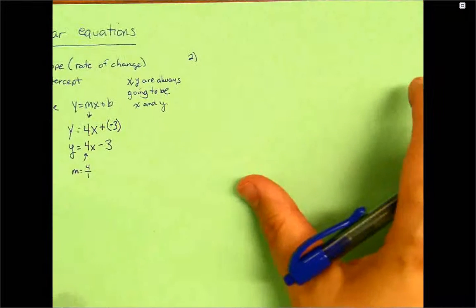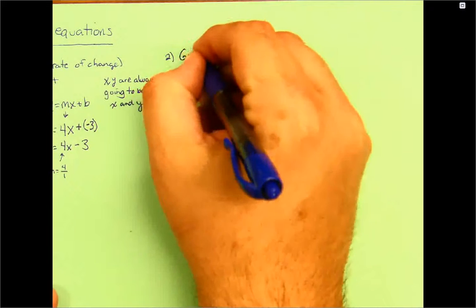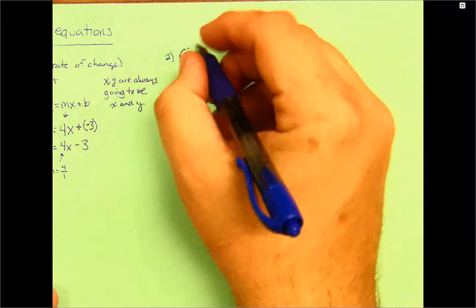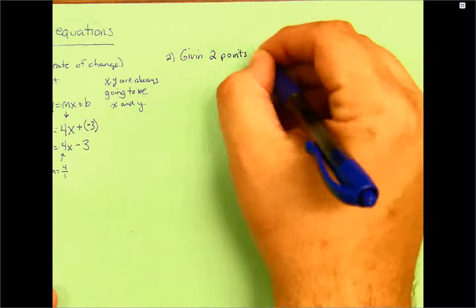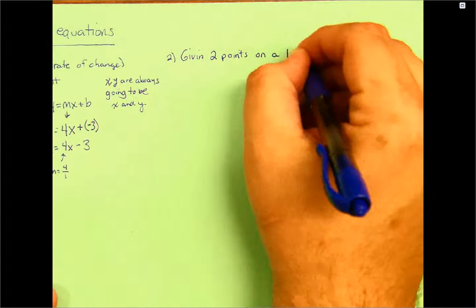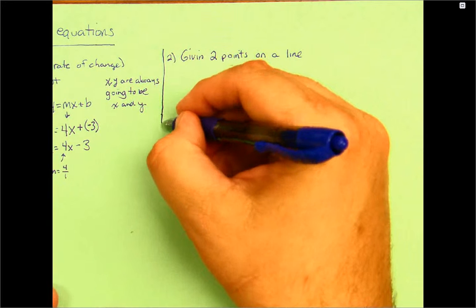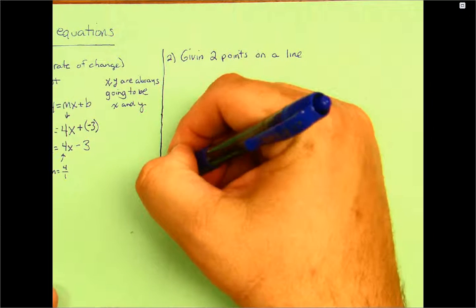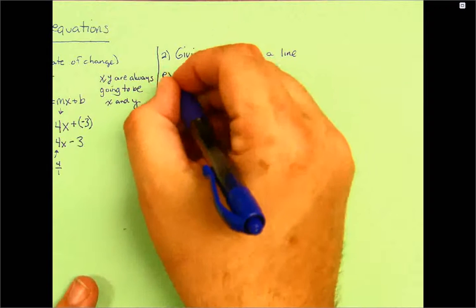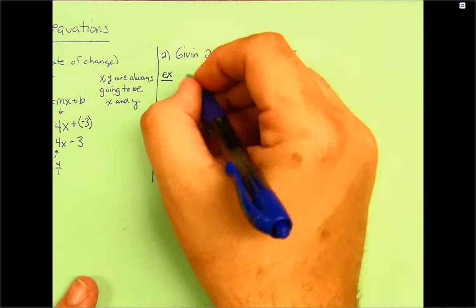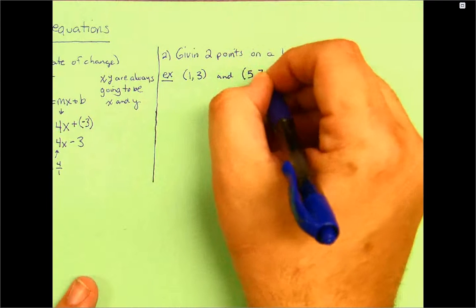That's okay. All right, if you're given, we'll go with the most difficult one first. Given 2 points on a line. So if you want to, you can separate these two like this if you want to. If you don't, that's fine. Now, your example, let's give you 1, 3, and 5, 7. No, 5, 8. Let's go 5, 8.